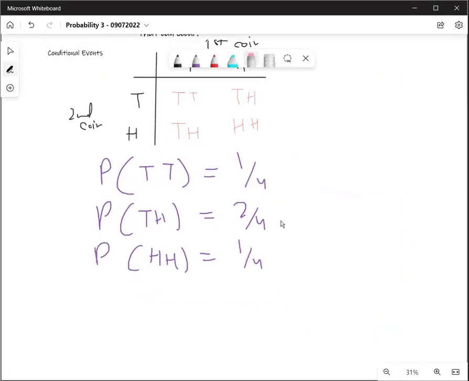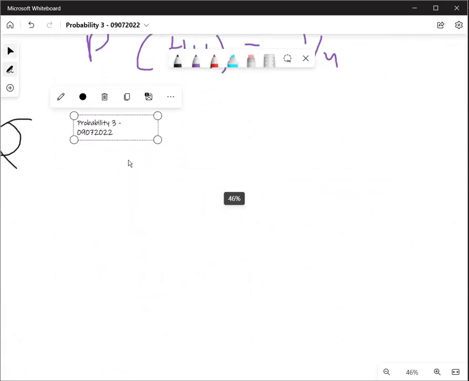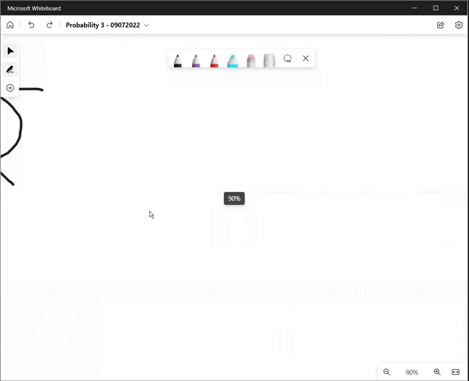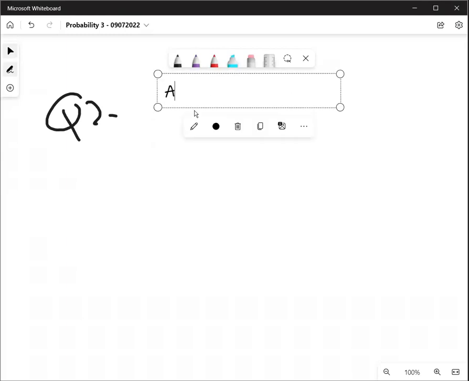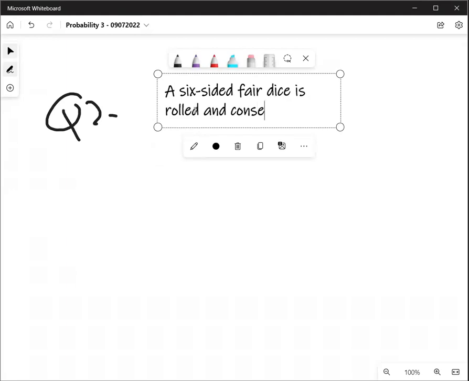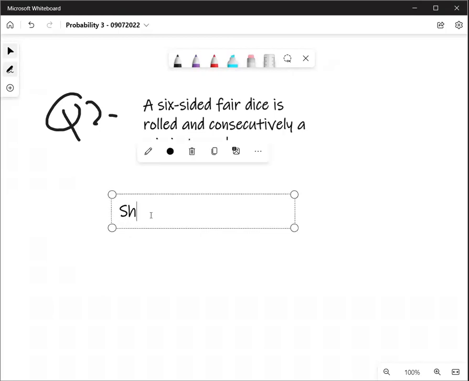Now you have to work with me on the next question, Shreya. Question 2. A six-sided fair dice is rolled, and consecutively a coin is tossed. Now that's what's happening. Your job is to show all the possible events.